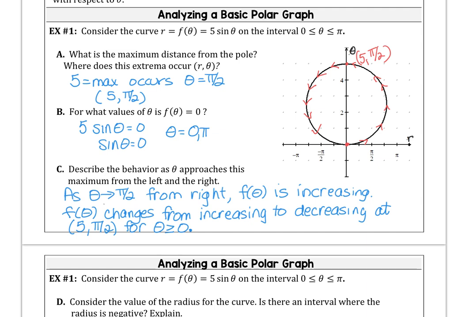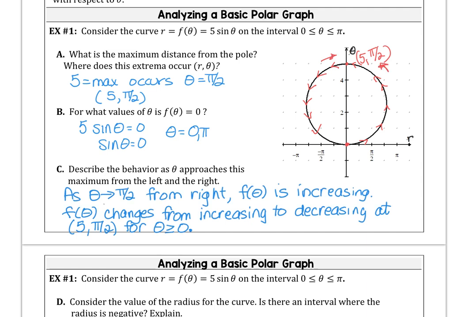I've made that statement this way. As theta approaches pi over 2 from the right, the y values are increasing. But those y values change from increasing to decreasing at our maximum for all the angles greater than 0 up to pi. And you can see from both sides, from the left or the right, the y values are getting closer and closer to 5.